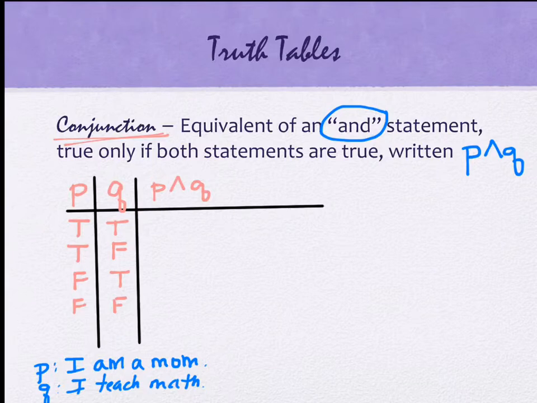Okay, so here's the idea. I come into the classroom. I'm the first row. I tell you I'm a mom and I teach math. Both of the individual statements are true about me, correct? So if I use those two statements and I put the word and in between them, is the statement still true? Yes, it is, because both of the individual statements are true. So when I combine these two with and, I get a true statement.